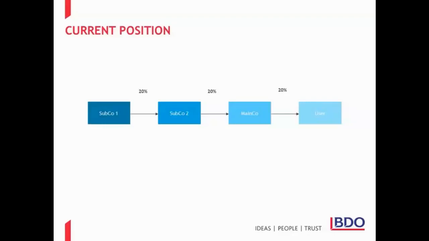HMRC intend to introduce the DRC to remove this risk. After the 1st of October, suppliers of certain types of construction services will not be required to charge and account for VAT on those services. So, how will the changes impact upon the simple supply chain we discussed earlier?